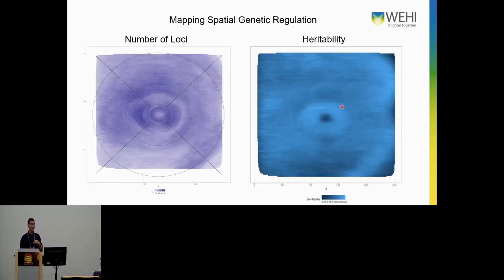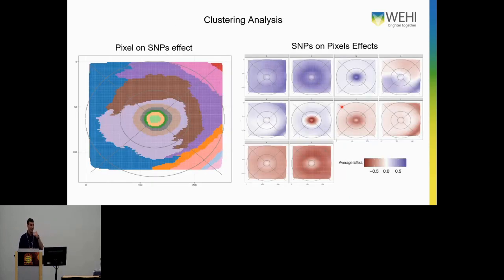Even when we checked for the general GWAS results across the entire retina, here I'm simply plotting the number of significant loci at every pixel, or heritability at every pixel. We can see that both of these things change as we move across the retina.